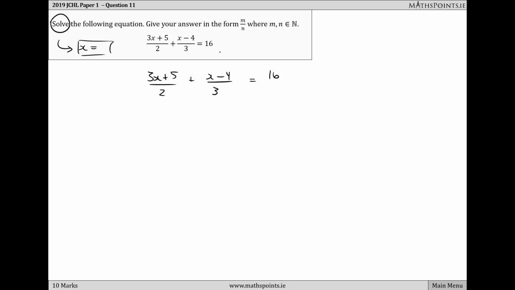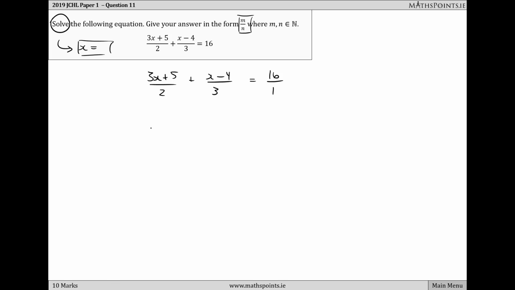And they ask us to leave the answer in the form m over n, where m and n are natural numbers. So basically they just want us to leave it as a fraction. So the first thing we're going to do is put the 16 over 1 so that all the terms in the equation are written as fractions initially.